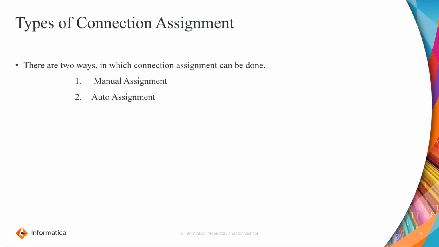Types of connection assignment. There are two ways in which this connection assignment can be done. That is, manually we can assign, which comes under the manual assignment, whereas auto assignment is where the connections will be assigned automatically.